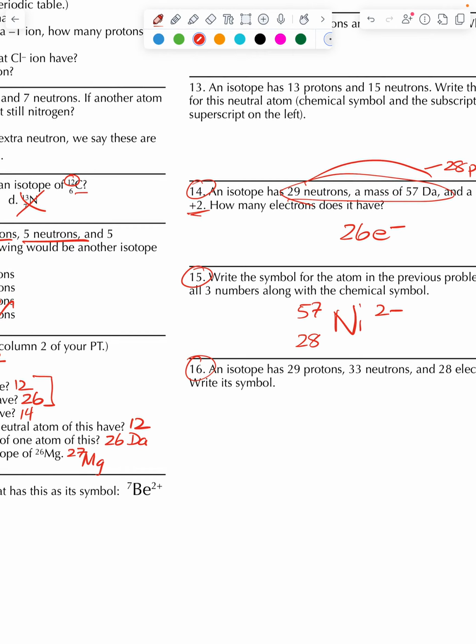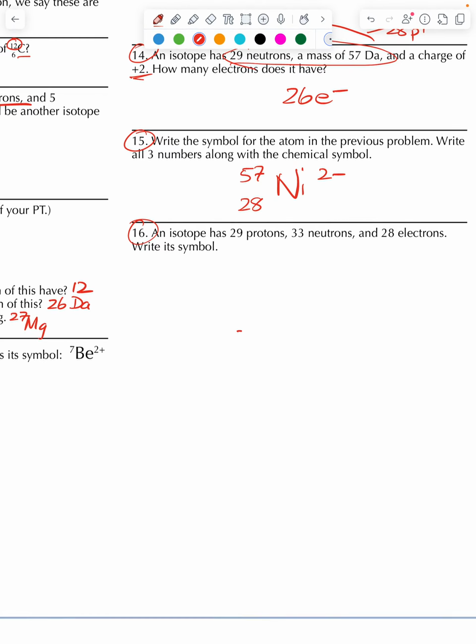Okay. Let's do another puzzle. An isotope has, just writing the symbol, 29 protons, there's the atomic number. The number of nucleons, the mass number, is what? 62. And it has 28 electrons. So if it has 29 protons and 28 electrons, the charge is plus 1. Now that is my copper. Okay.